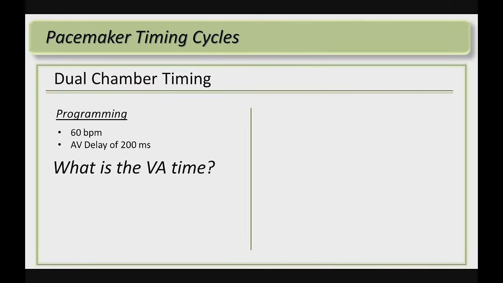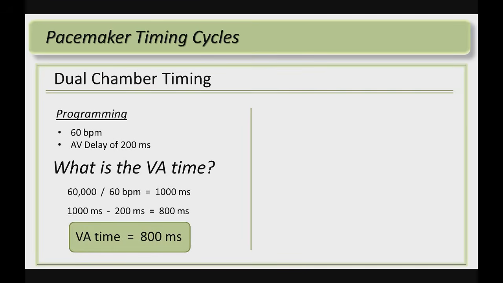Let's go through a couple of examples real quick. If we have a device programmed to 60 beats per minute with an AV delay of 200 milliseconds, then what is our VA time interval? First off, we need to convert beats per minute into milliseconds. So we take our 60,000 milliseconds, divide it by 60 beats per minute, and we get 1,000 milliseconds. Next, we take that 1,000 milliseconds minus the 200 millisecond AV delay, and our VA time is 800 milliseconds.